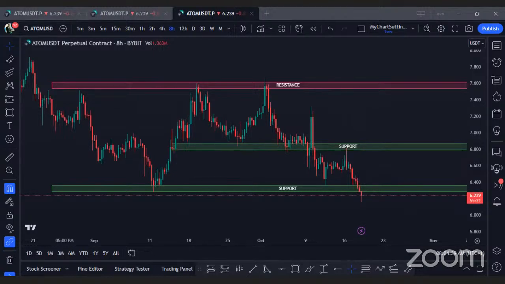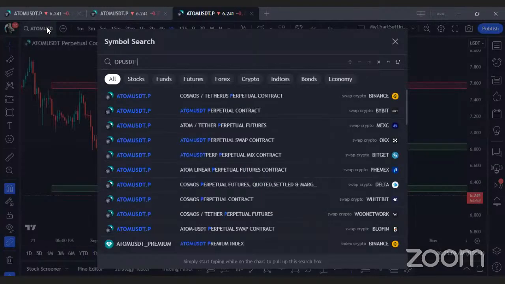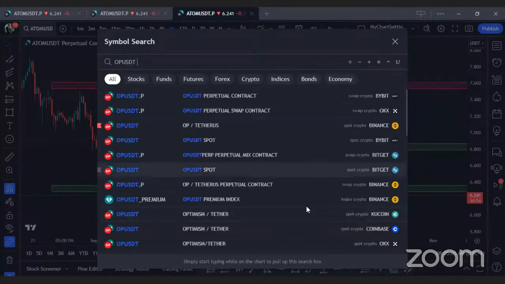So for what's it called, for Atom? No, not Atom, it's OP. Yes, the trade has triggered already. OP is running, it has triggered and it's running already. So let me open the OP token chart so that we'll look at what I'm actually looking at too. Okay, so OP USDT.